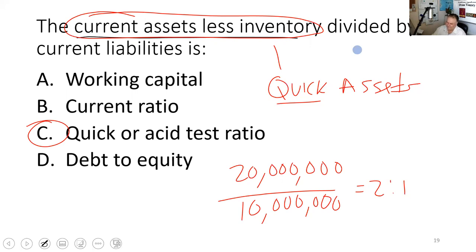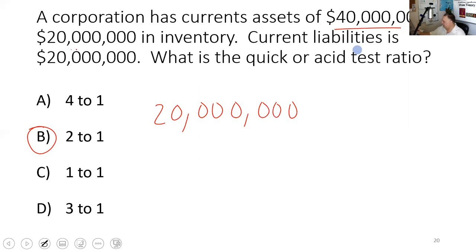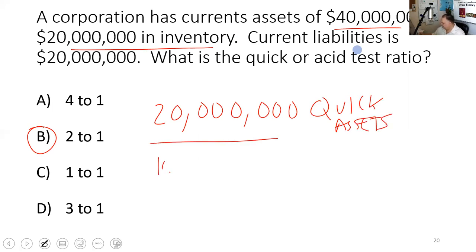Well, we just did that one, right? Now, I think it's more a recognition than having to do it, but we just did this one, and we said it was 20 million in quick assets, right? 40 million minus the inventory. That's our quick assets. And then we divide that by our current liabilities.